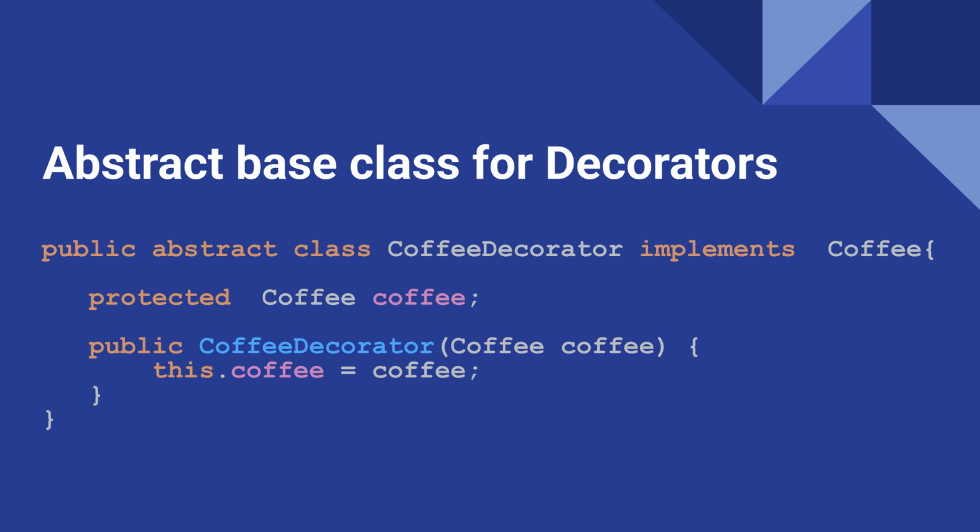Next, we create the abstract base class coffee decorator, which also implements the coffee interface. It holds an instance of coffee to wrap and has a constructor to initialize this instance.